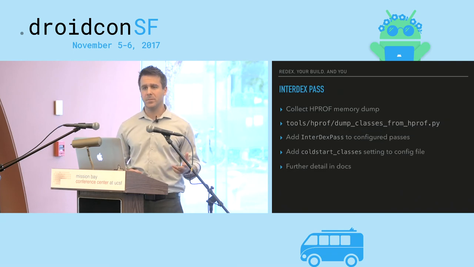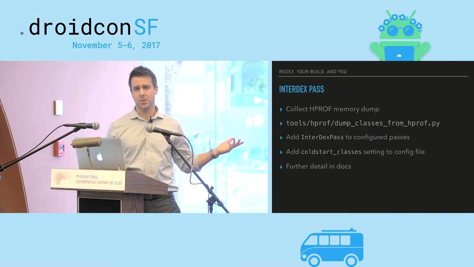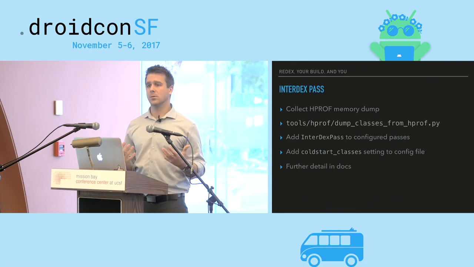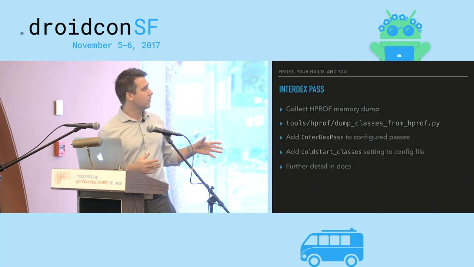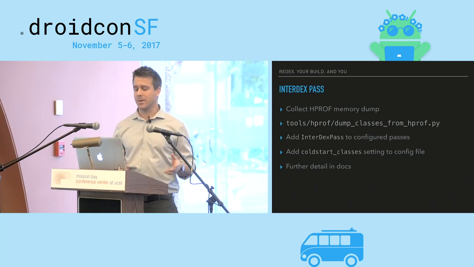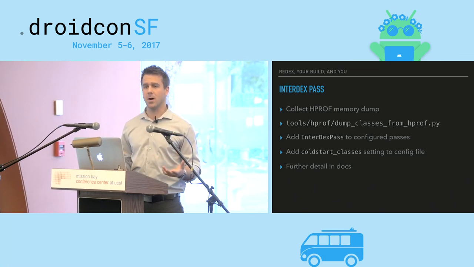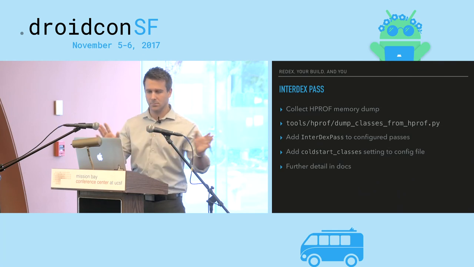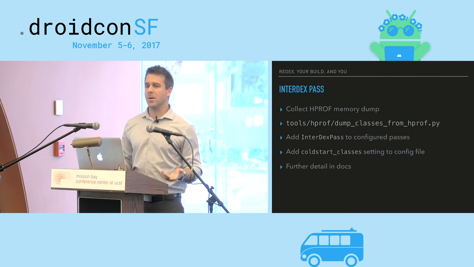I do want to talk briefly about the interdex pass, which is what I showed you with the videos. That's how Redex does its class ordering. The high level thing of how to do that for your application is you collect an HProf of whatever pattern you want Redex to optimize. So for us, we collect cold start traces. So we hit the app, wait 5 seconds, take a dump.